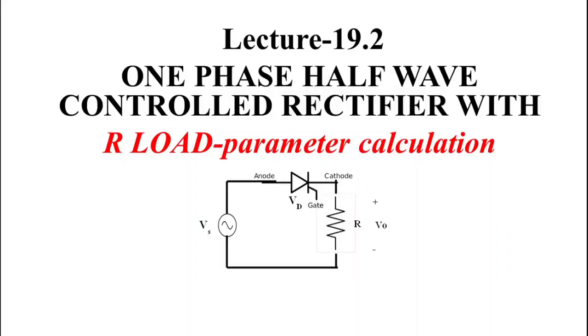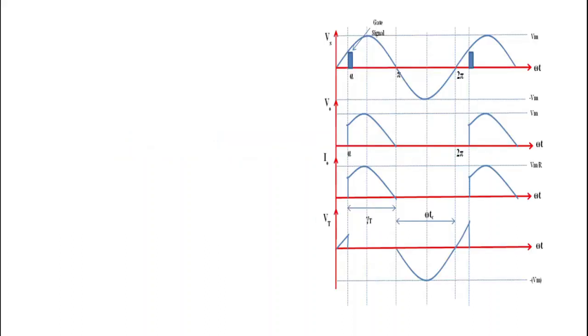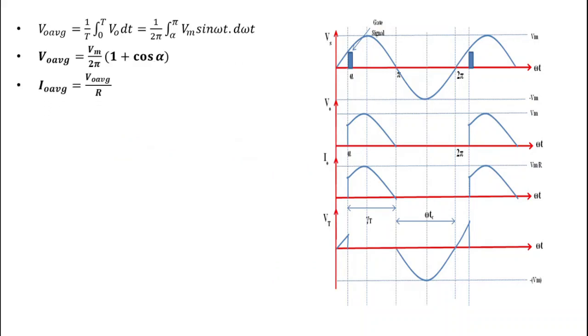This is lecture number 19.2 and today we are going to study parameter calculations for one phase half wave control rectifier with R load. So first we will calculate the average value of this rectifier. To calculate the average value, the simple formula is 1 upon T integration 0 to T V naught dt, and we know that we get the waveform of output voltage from alpha to pi only. That's why there is no need to integrate in the remaining part from 0 to 2 pi. We only need to integrate from alpha to pi.